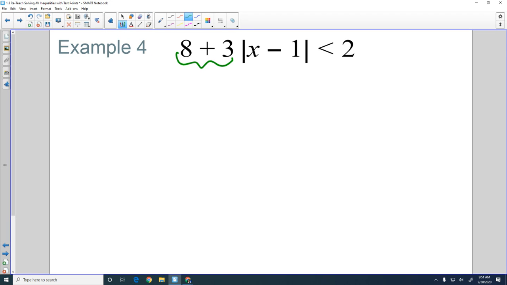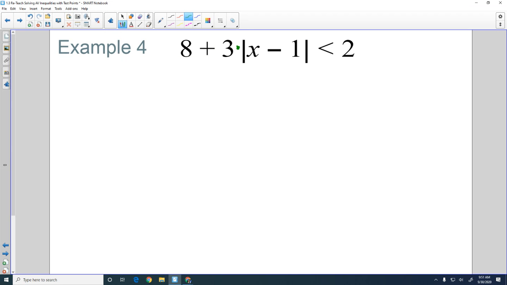Now, one thing I do want to bring up, I saw a few students on the test who would look at these numbers up here and they would actually add them together, right? And say, oh, this is 11 times the absolute value of x, blah, blah, blah. But you cannot do that. That violates the order of operations because this 3 is actually being multiplied by the absolute value.